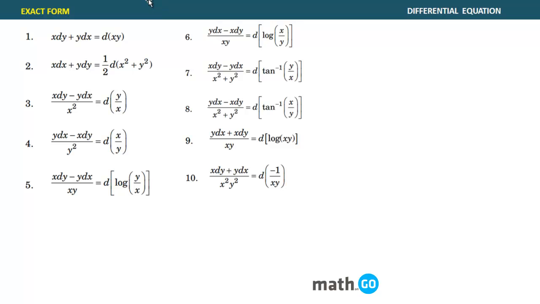Okay, now let's take a very interesting concept, which is called exact form, and it is basically a trick method. You can understand it as a trick method of solving questions very quickly. And what is the trick involved in this? Let me now explain it to you.